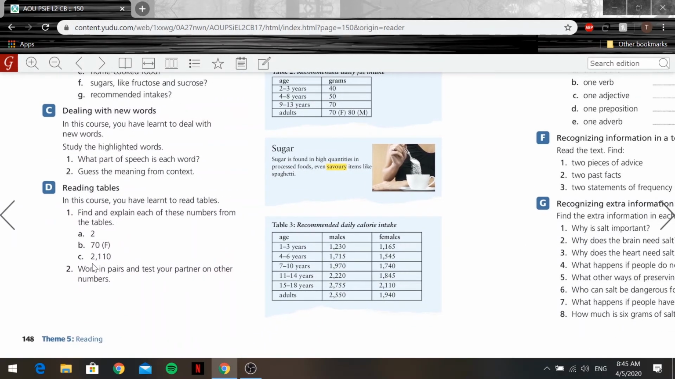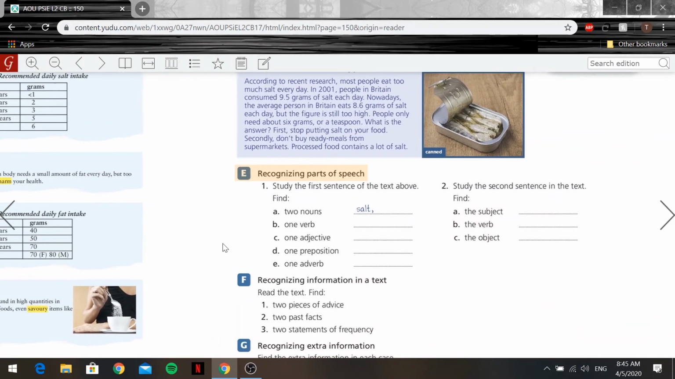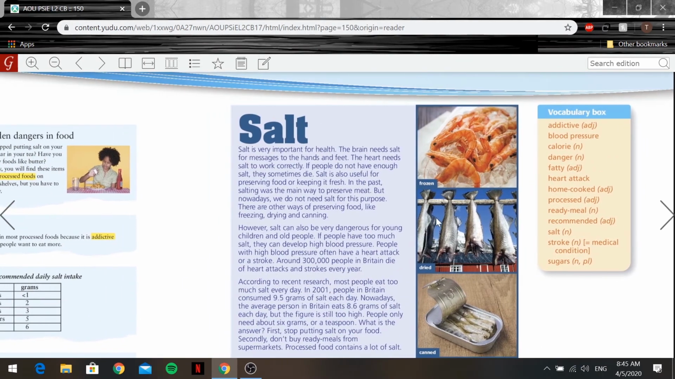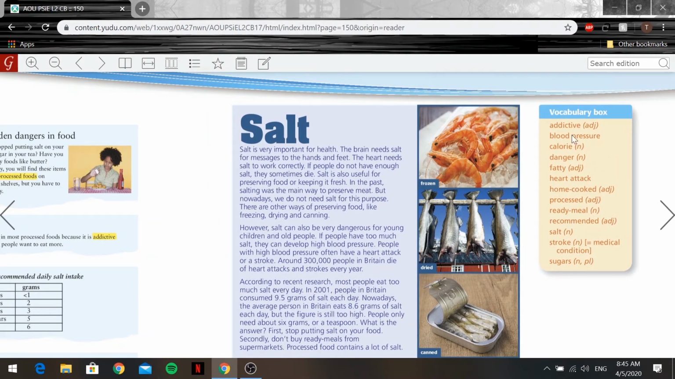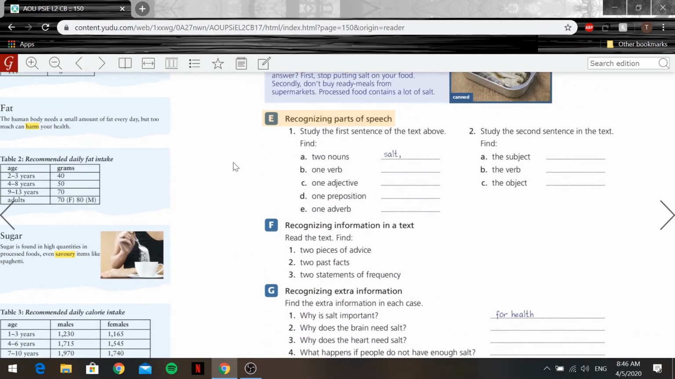Okay, and finally C, here we have 2,110. And it's actually right here for females. So again, we'll say this is the recommended daily calorie intake for females aged 15 to 18 years old, right here, okay? And I think that's it. Now let's move on. Let's go to the vocab box. Here we have addictive, blood pressure, calorie, danger, fatty, heart attack, home cooked, processed, ready meal, recommended, salt, stroke, and sugars. Okay, how many more do we got? We got E, F, and G. Right, let's take a look.